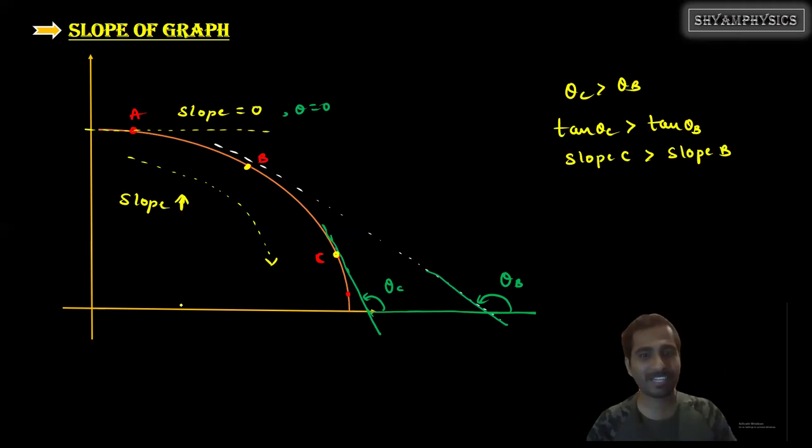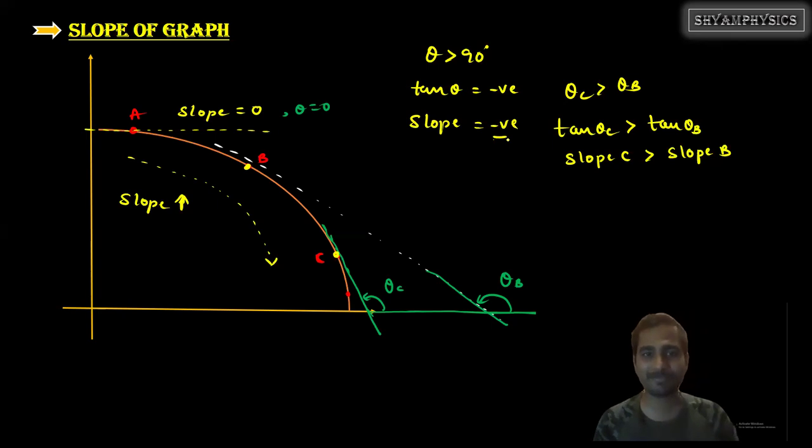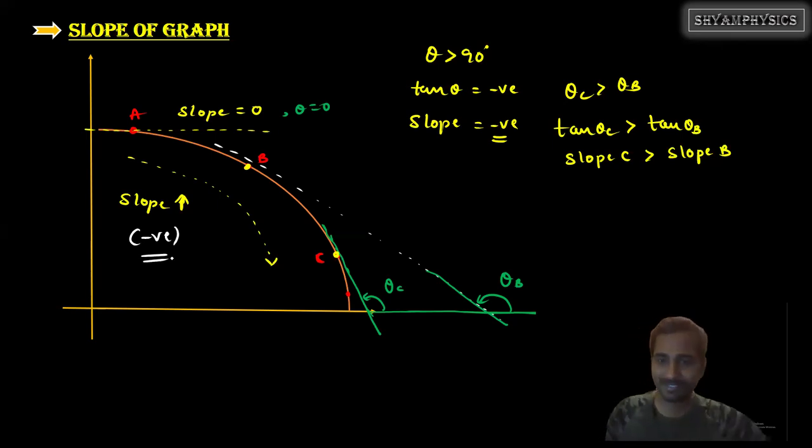But is it positive or negative? Check once. At A point it is 0, and at B point, in all the cases, theta is greater than 90 degrees. If it is greater than 90 degrees, tan theta is negative. If tan theta is negative, then the slope at all the points is negative. Means from A to C, the slope is increasing. But how is it increasing? With a positive number or a negative number? Obviously with a negative one. Hope it is clear.